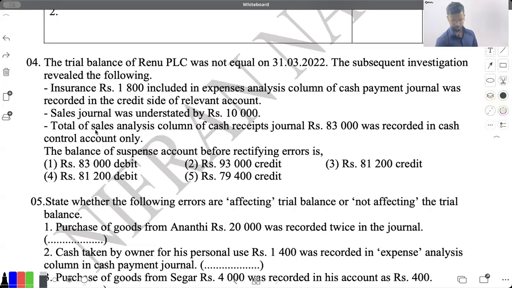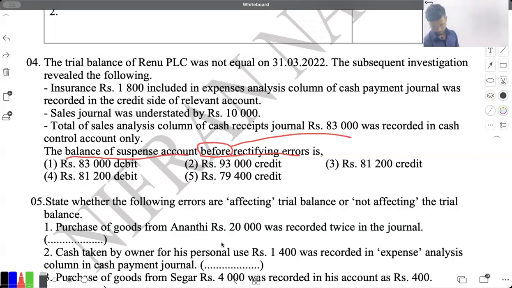So when it comes to MCQs, the techniques are important. What do they tell you? The trial balance of Renu PLC was not equal on 31st March 2022. The subsequent investigation revealed the following. What are they asking for? They're asking for the balance of suspense account before rectifying the error. So keep in mind, before rectifying, before correcting the error.